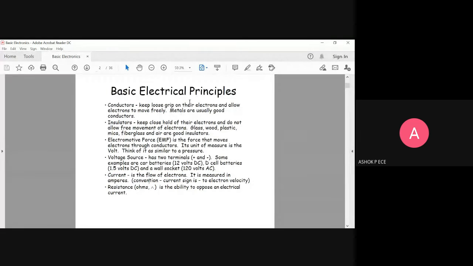Current is the flow of electrons, and whatever current we are going to mark in our circuits, it is going to be the flow of electrons, but actual current is in the opposite direction. Can anybody see electrons? Can we all see electrons? No, sir. Why can we not see electrons?